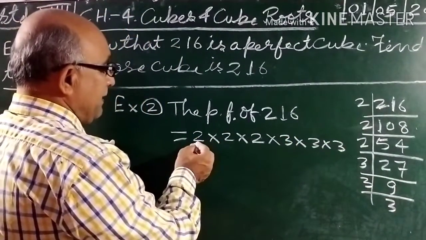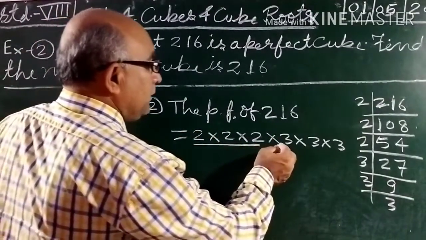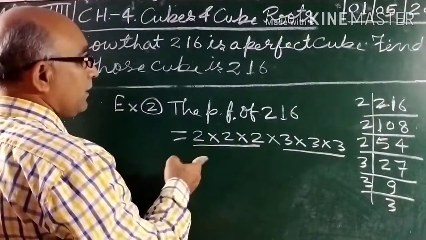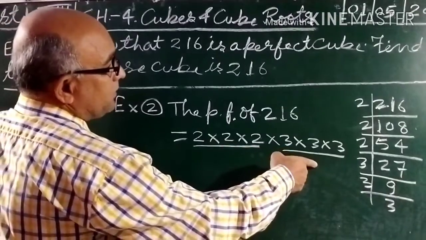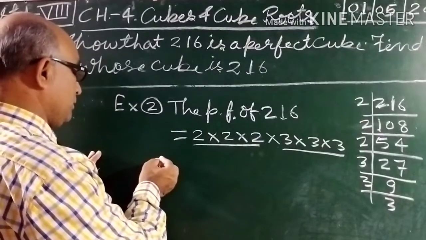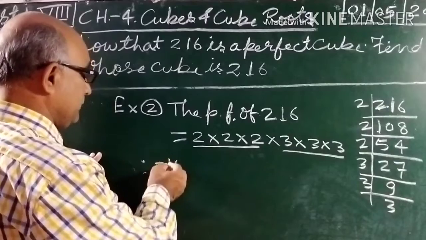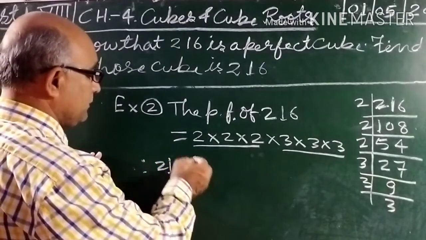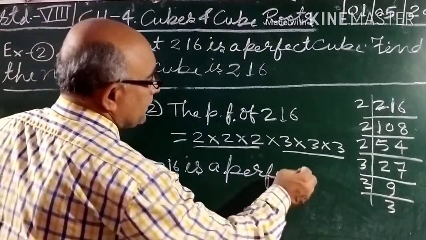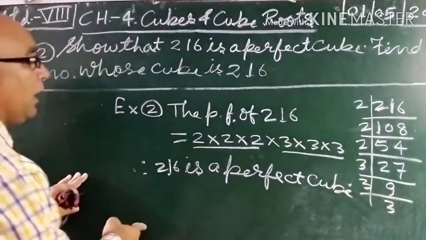Make a pair of triplets. Make triplets: 2 into 2 into 2 and 3 into 3 into 3. It is a complete triplet of the same prime number. Therefore, 216 is a perfect cube.